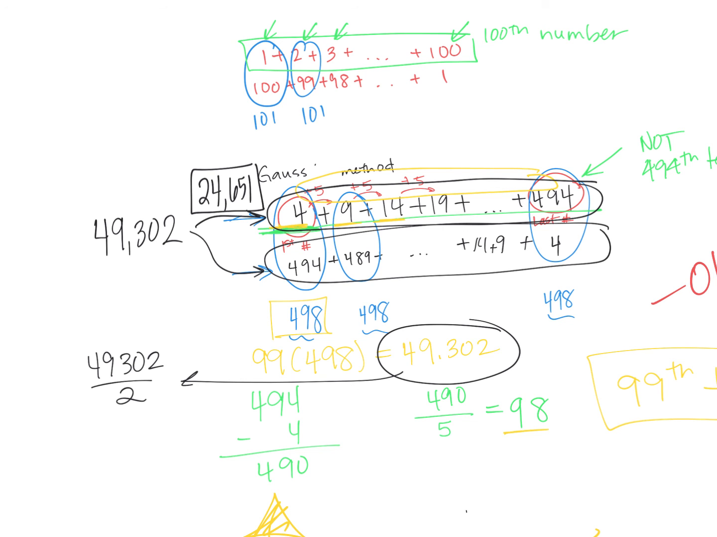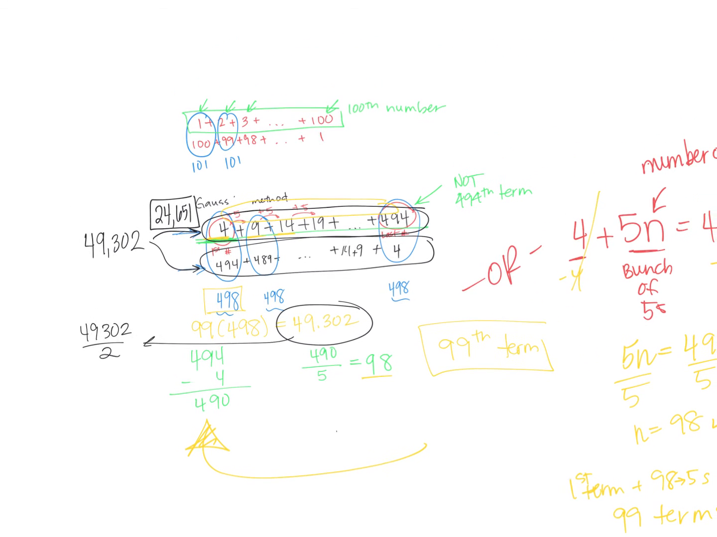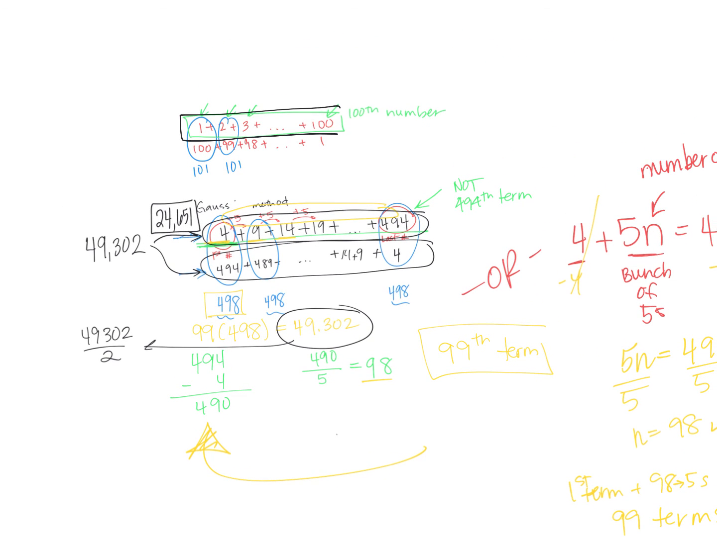So I hope that was helpful. Again, this was a little bit different than just using Gauss's method because we had to figure out which numbered term we were on. Again, it wasn't the 494th term. So hope that helped.